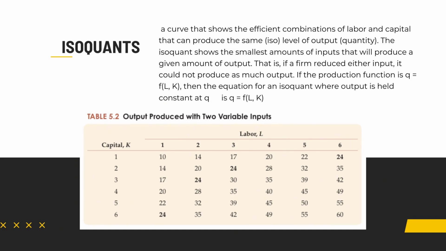output is held constant. As you can see, Table 5.2 shows that if capital is constant at 2 units, one worker produces 14 units of output, 3 workers produce 24 units, and 6 workers produce 35 units. Thus, if the firm holds one factor constant and varies another factor, it moves from one isoquant to another. In contrast, if the firm increases one input while lowering the other appropriately, the firm stays on a single isoquant.